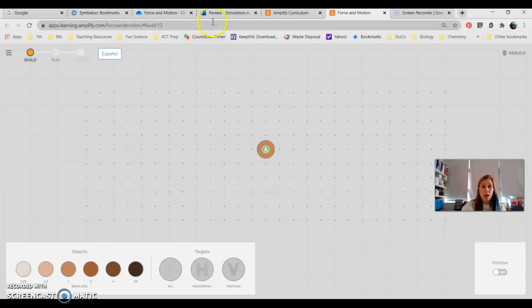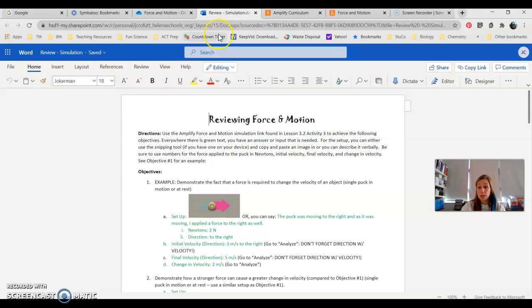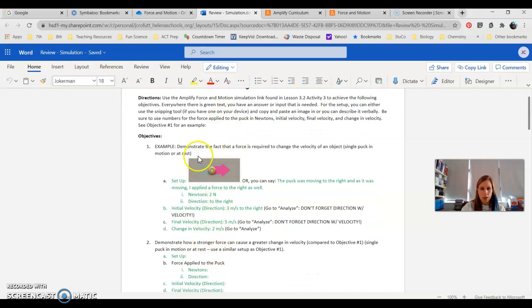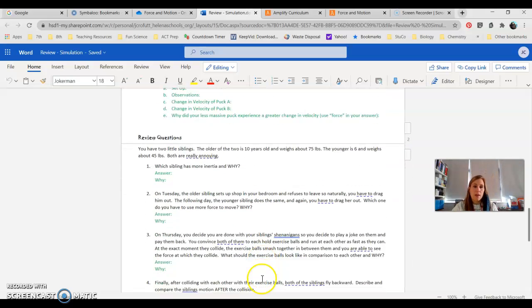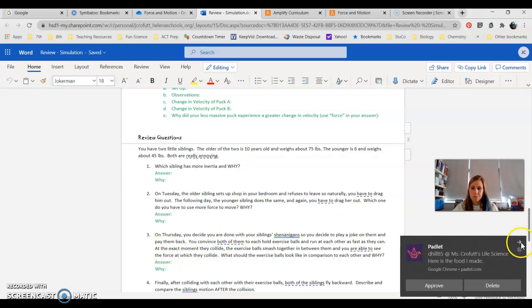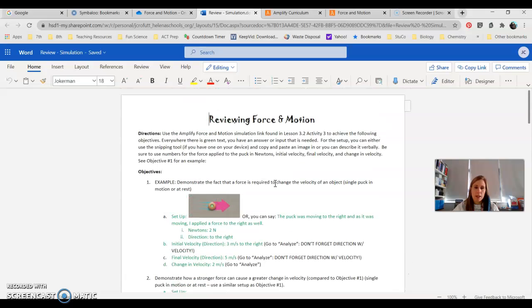This assignment for today is somewhat similar to the bocce ball assignment if you did that remotely. If you did it in class, it's slightly different. But you are collecting a lot more data and being a lot more specific with what you're trying to accomplish in this sim. This whole review should help you get ready for the test. In the first part we're talking about changes in force and how that affects motion. In the second part, you're talking about Newton's first, second, and third law, which we've been studying for a week or so.